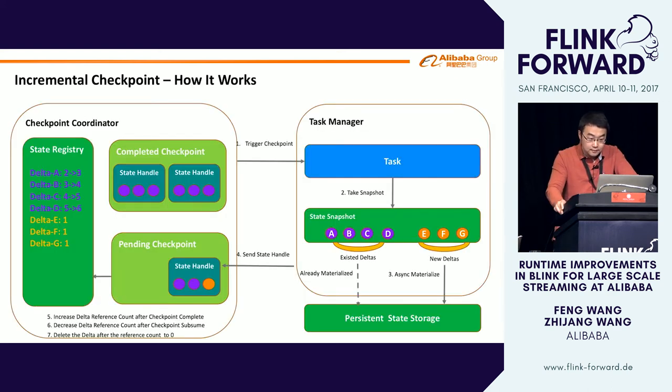Okay. And now let's see how it works. In this design, the state snapshot is composed of a list of deltas. Each delta represents a set of new updates. The states in different checkpoints may share some common deltas. In every checkpoint, it only needs to materialize the new deltas since the last checkpoint. The delta list of every checkpoint will be sent to the checkpoint coordinator through a state handle, and then be stored in the corresponding completed checkpoint in the JM, job manager.